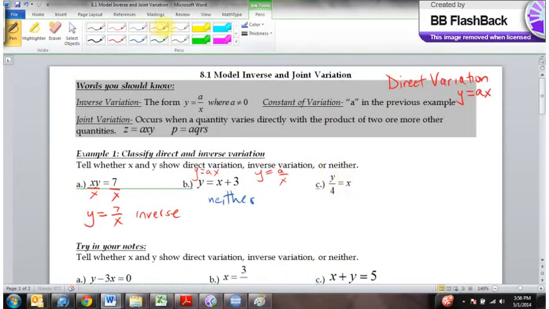There's nothing I can do with that. This last one, well, it kind of looks like inverse variation, but y isn't by itself. I have to get y by itself first. I'm going to multiply both sides by 4. So I have y by itself, and now I have y equals 4x, so it tried to trick us. This very much looks like y equals ax now. This is direct variation. We're going to do the same thing for these next 3, so see what you can do.